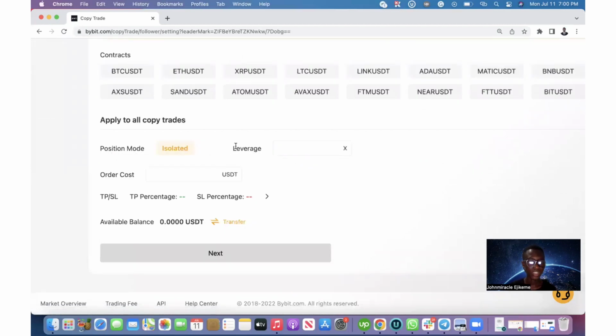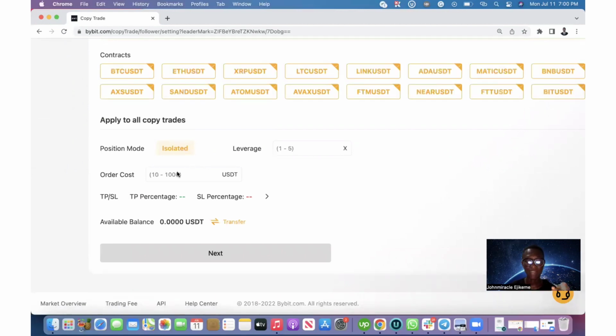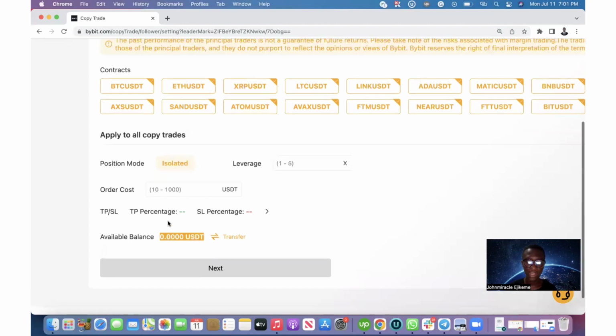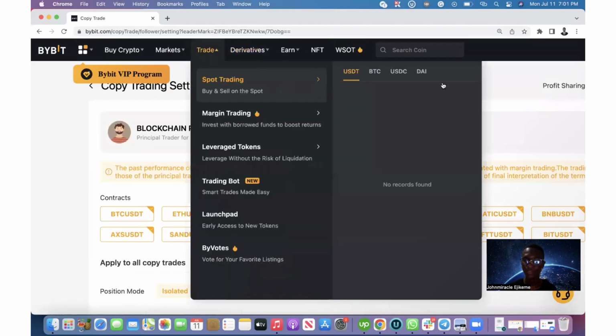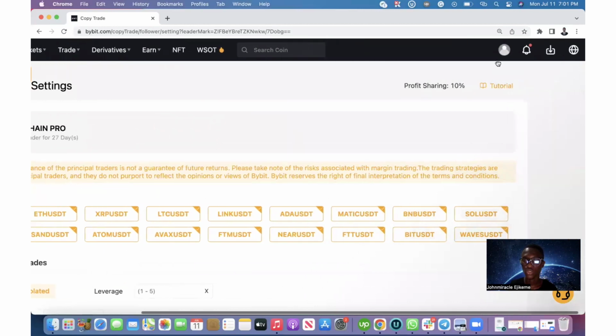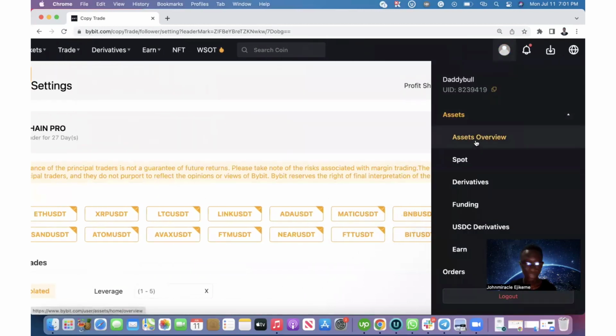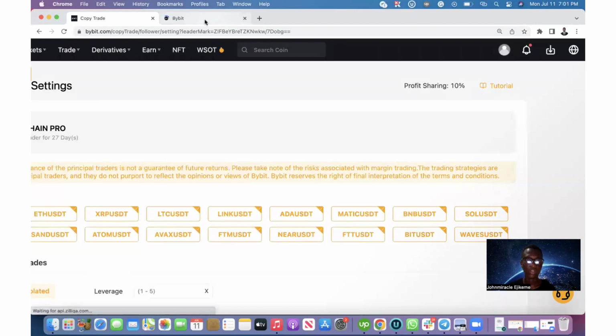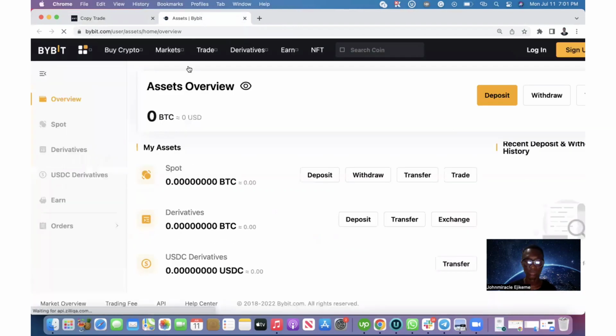Before I click on copy, I have to ensure that I have transferred my funds from my funding wallet to my trading wallet. That's why you are seeing a balance of zero. You know I just transferred 25 US dollars into my account, but it's showing zero here because I have not transferred my funds from the funding account to my trading account. So I'll go over to my wallet section to transfer my funds from the funding account to the trading account, before we come back to copy the expert traders and make money while they are also making money.